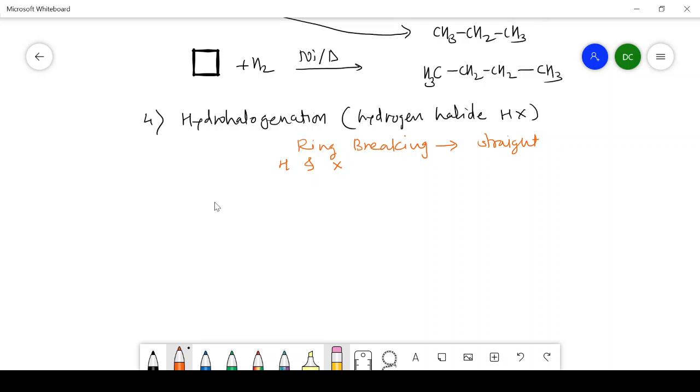So we will take the example once again, a cyclopropane plus here HBr, that is HX, hydrogen halide. When they are heated together, what happens? It is going to add with one terminal carbon, and this Br it is going to add to another terminal carbon. That's why I will directly write here CH3 CH2 CH2 Br. So in this way we will get a corresponding alkyl halide by hydrohalogenation reaction. Here name is propyl bromide.